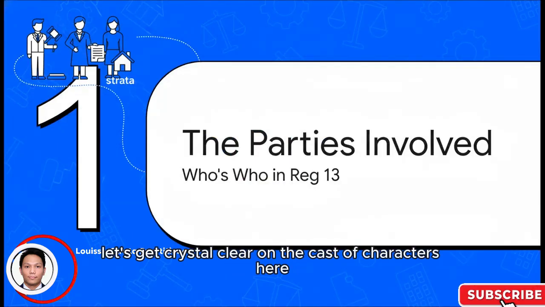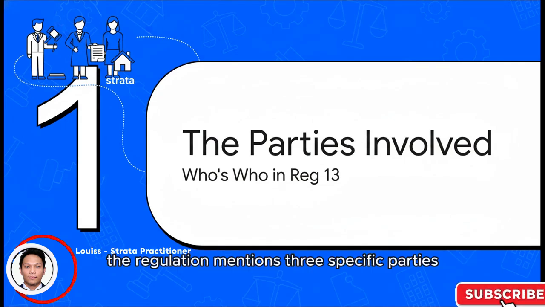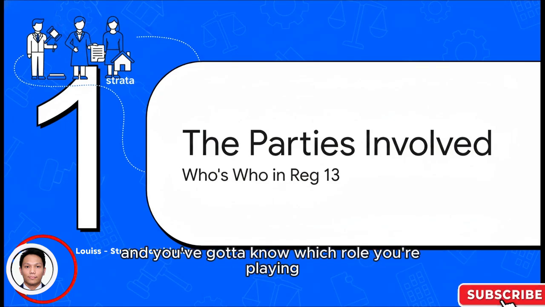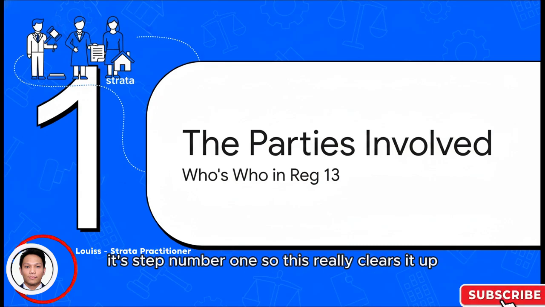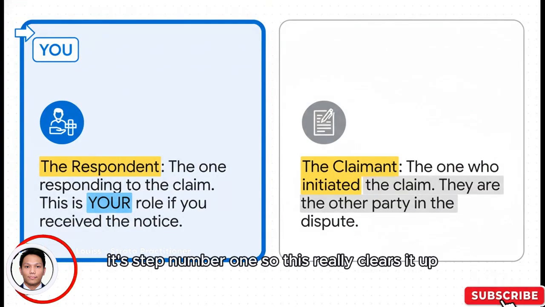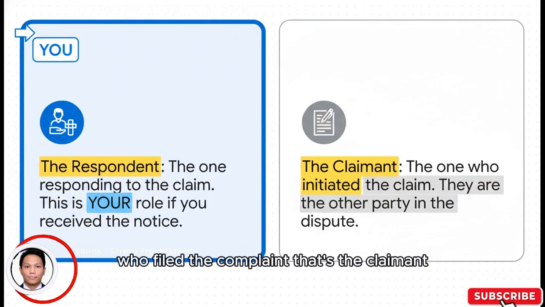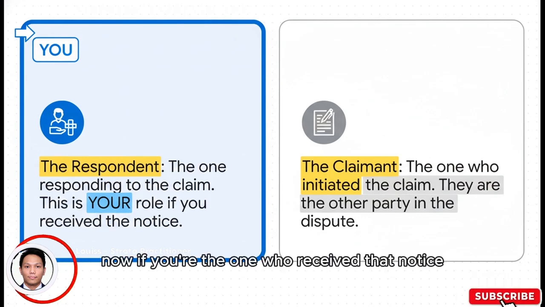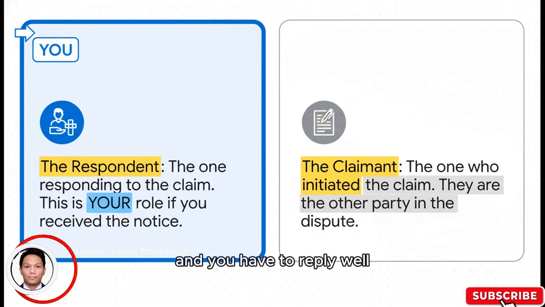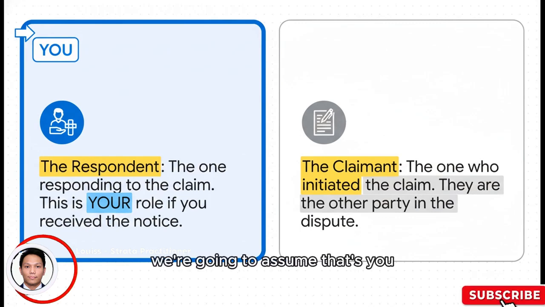Okay, first up, let's get crystal clear on the cast of characters here. The regulation mentions 3 specific parties, and you've got to know which role you're playing. It's step number 1. So this really clears it up. The person who started the whole thing, who filed the complaint, that's the claimant. Now, if you're the one who received that notice and you have to reply, well, that makes you the respondent. And for this entire explainer, we're going to assume that's you.